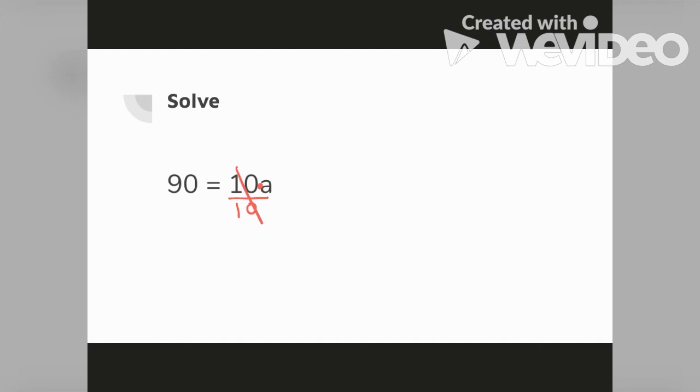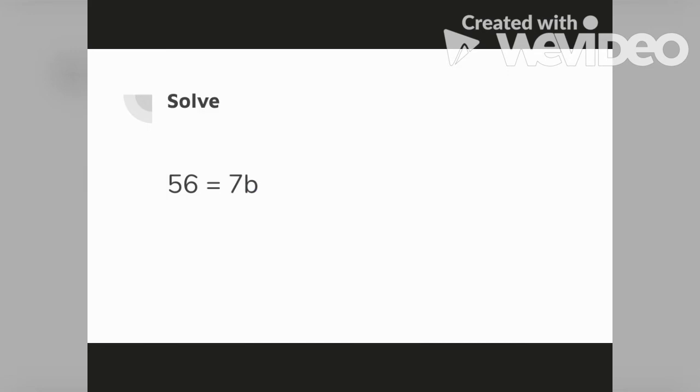10 divided by 10 equals 1. And so we don't write that. And 90 divided by 10 equals 9. So a equals 9. Well, that looks a lot like the other one. I should have done a better job here. Now check your work. 10 times 9 equals 90. Is that correct? And it is.